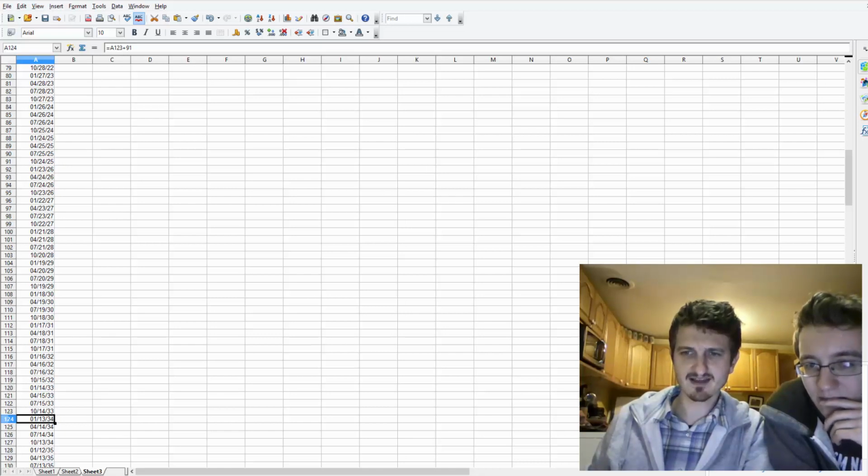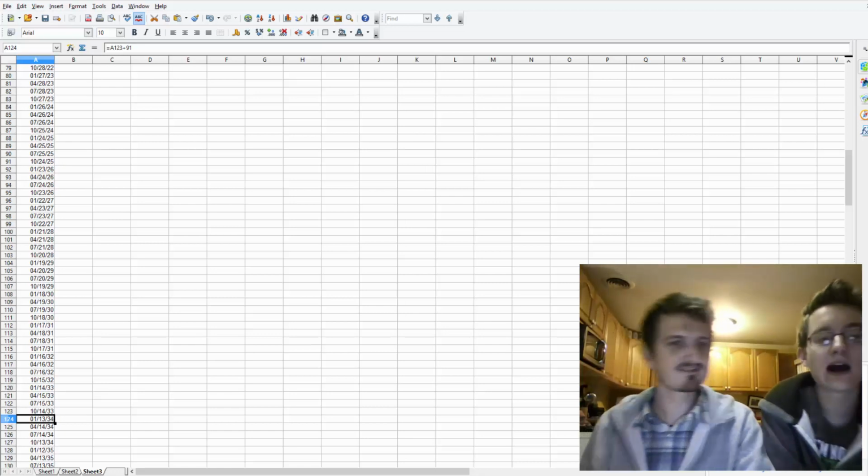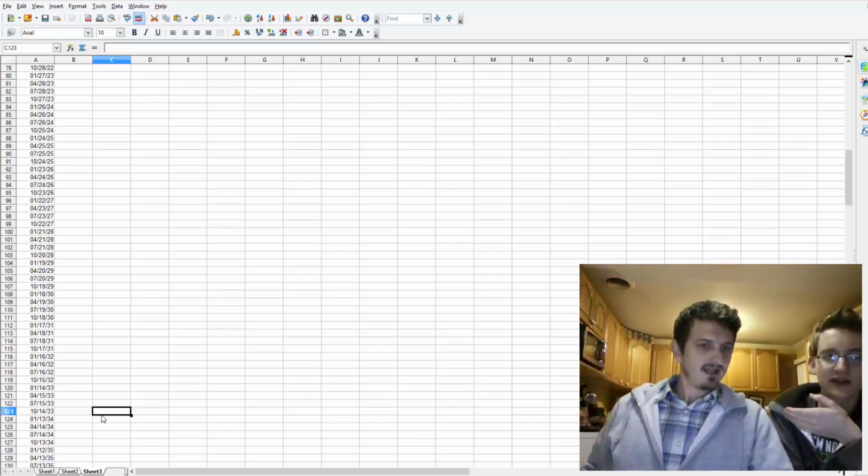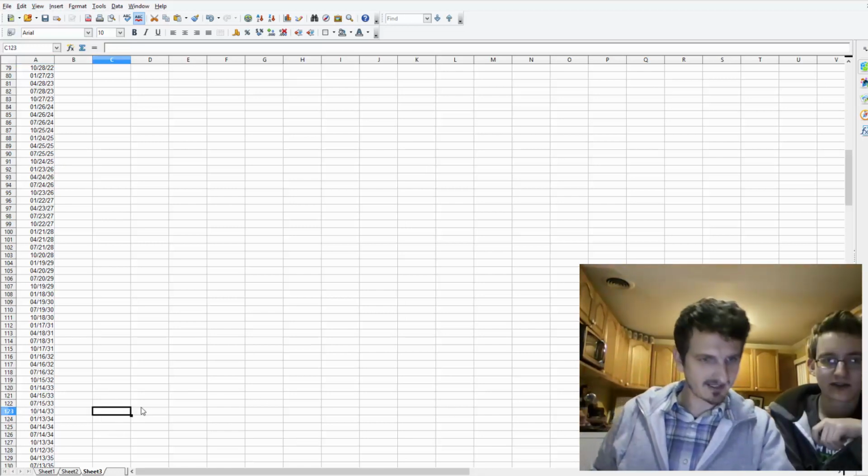Hopefully you guys can see this calendar that I'm clicking through. January 13th, 34. Now, that's when he's going to die. That's when he's going to die. So what? That's closer to 50. Well, here, I can do the math real quick.